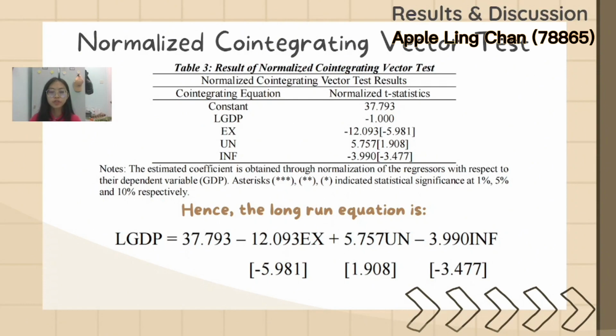For the normalized cointegration vector test result, we can see the long run equation is LGDP equal to 37.79 minus 12.09 exchange rate, plus 5.76 unemployment rate, and minus 3.99 inflation. So we can see that the exchange rate and the inflation have a negative relationship with the LGDP. This means when they increase by 1%, LGDP will decrease by 12.09 and 3.99. But the unemployment rate has a positive relationship with the LGDP. So when the unemployment rate increases by 1%, LGDP will increase by 5.76.